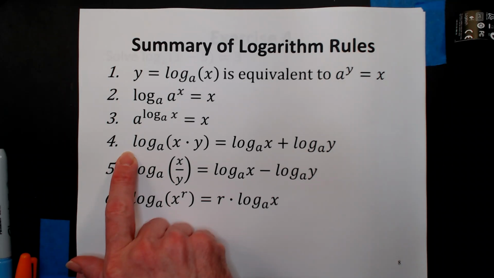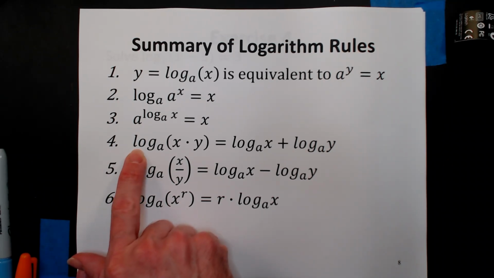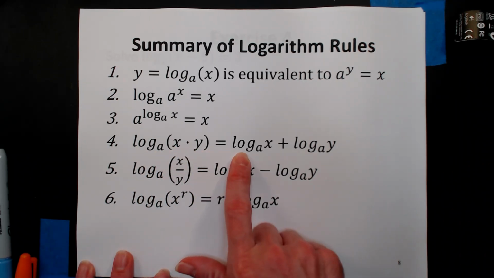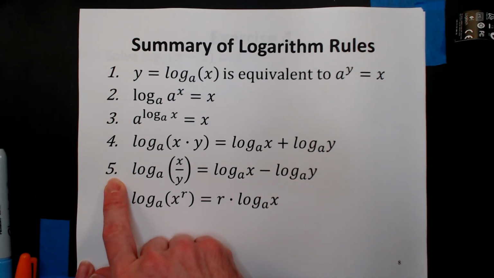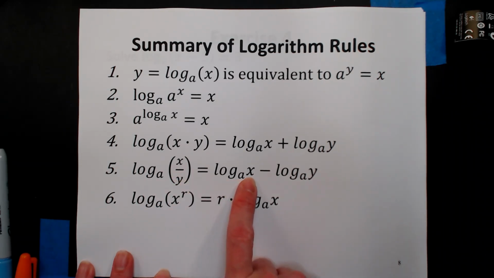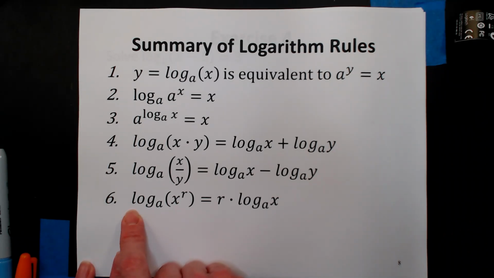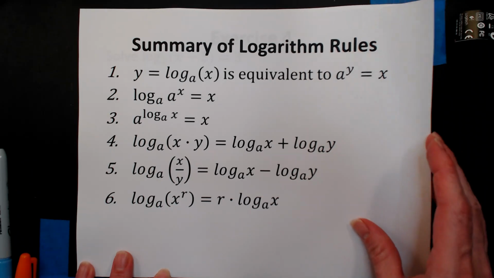The fourth rule is our multiplying on the inside is adding on the outside. So that's log base a of x times y on the inside of my log equals log base a of x plus log base a of y. Fifth rule, log base a of x over y equals log base a of x minus log base a of y. Sixth rule, log base a of x to the r power on the inside of my log equals r times log base a of x.